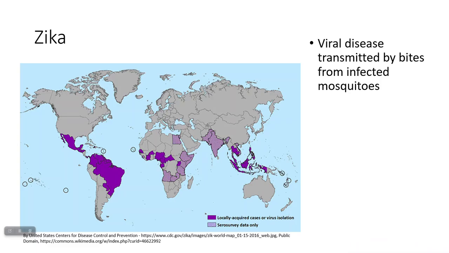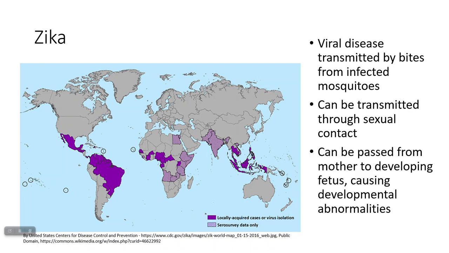Then there is Zika virus. It's another viral disease, as was West Nile, which is passed along by West Nile virus. Zika virus is transmitted by infected mosquitoes as well. It is also possible to transmit it through sexual contact.